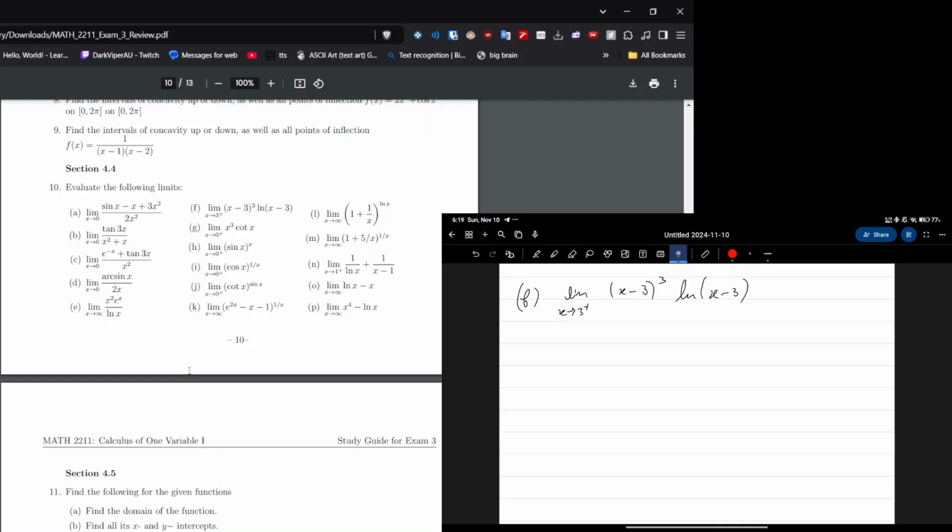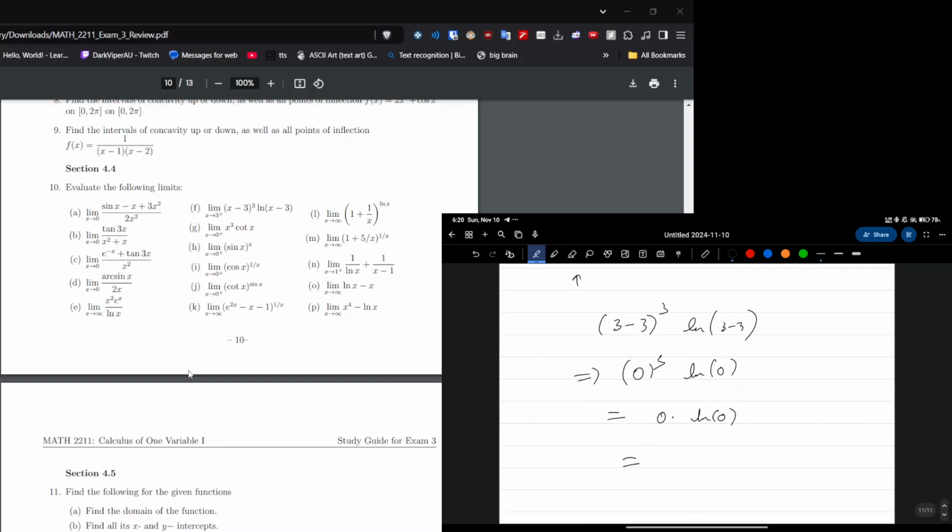Alright, let's move on with our question. As you can see over here, we are plugging in 3. So our first order of business is to plug in stuff. So 3 minus 3 to the power 3 times log of 3 minus 3. This becomes 0 cubed times log of 0, which is 0 times log of 0. Now, what is log of 0? Log of 0 is negative infinity. This becomes 0 times negative infinity, which is basically in the 0 times infinite form.